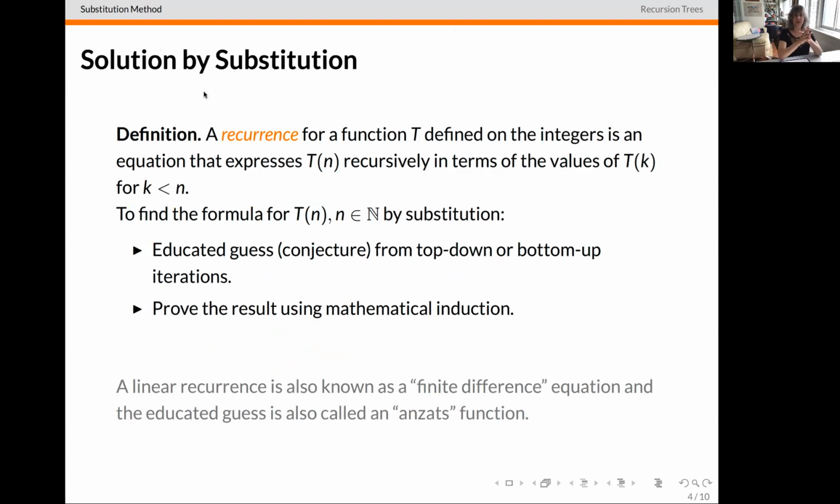To remind you about the definition, a recurrence for a function t defined on the integers is an equation that expresses t of n recursively in terms of the previous values of t of k. To solve the recurrence means that we have to find t of n as a function of n, not as a function of the previous values of t. So solving by substitution, we have to get an educated guess, which is a conjecture, which can be obtained by iterating the sequence, as I just showed.